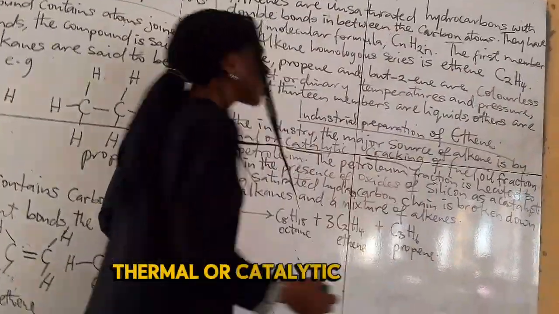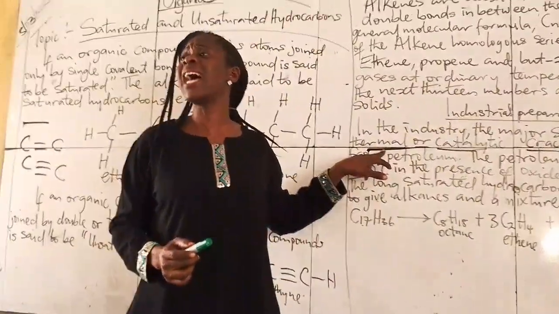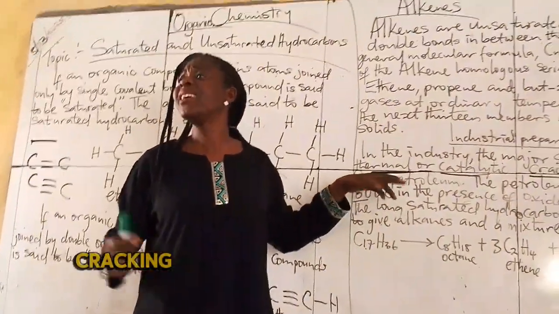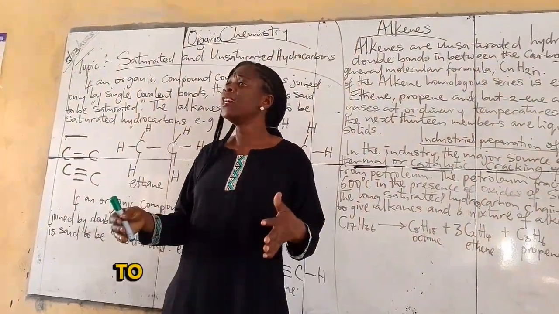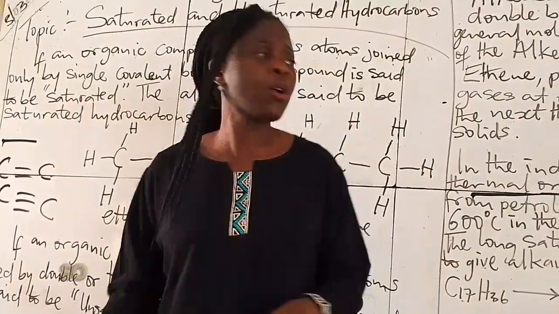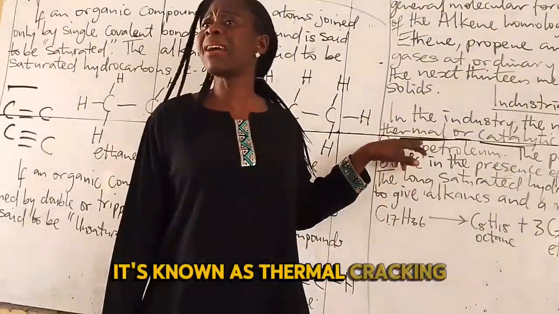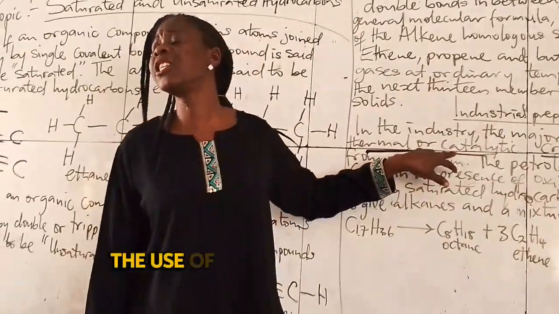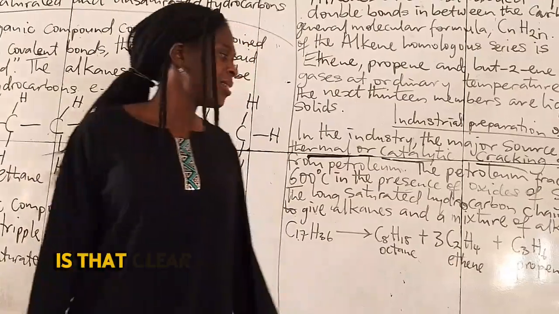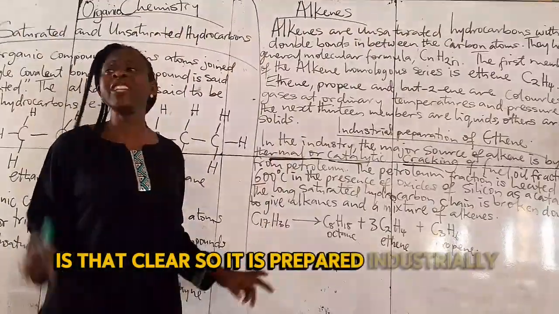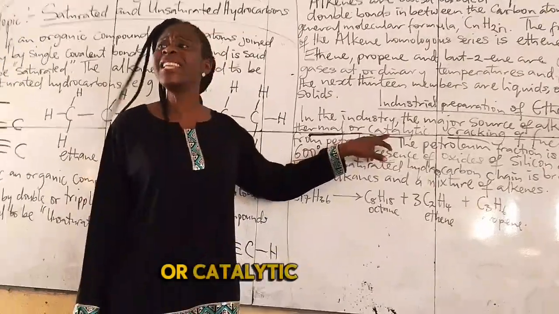Thermal or catalytic cracking. What is thermal cracking? Thermal cracking is the cracking that involves heat. What is cracking? Cracking is the breakdown of a higher molecule of the alkane to give you smaller molecules. So when it involves heat at a higher level, it's known as thermal cracking. Then when it involves the use of a catalyst, it is known as catalytic cracking. Is that clear?